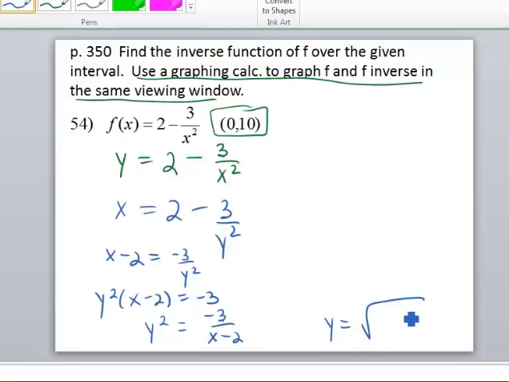Now I'm only going to have the positive square root of that because I'm talking about the positive values of x.